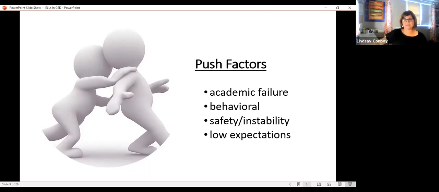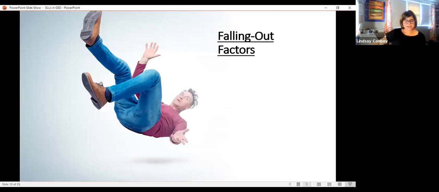And then we have the falling out factors. So one example is apathy or disillusionment. So academic and social disengagement, being put into special education or low-level classes just because they're English language learners.